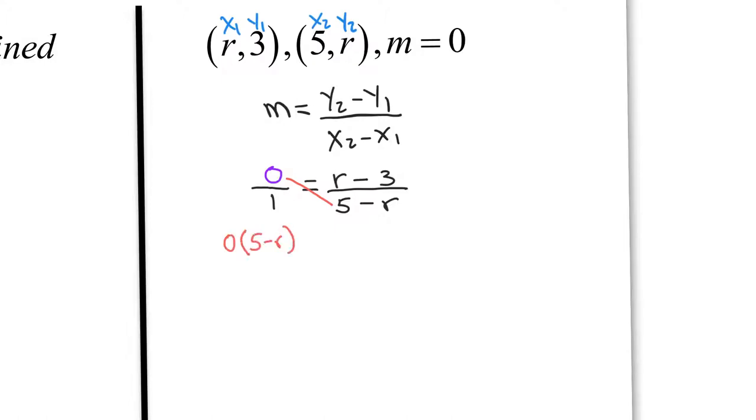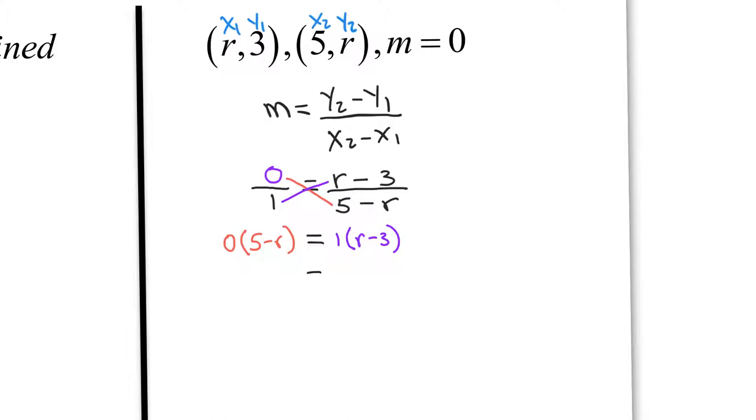I multiply everything by 0. And obviously that's going to equal 0. Anything times 0 is 0. And on the other side, I'm going to multiply 1 times everything up here. 1 times (r minus 3). And I'm using parentheses because I am multiplying all of that, r minus 3 times 1.